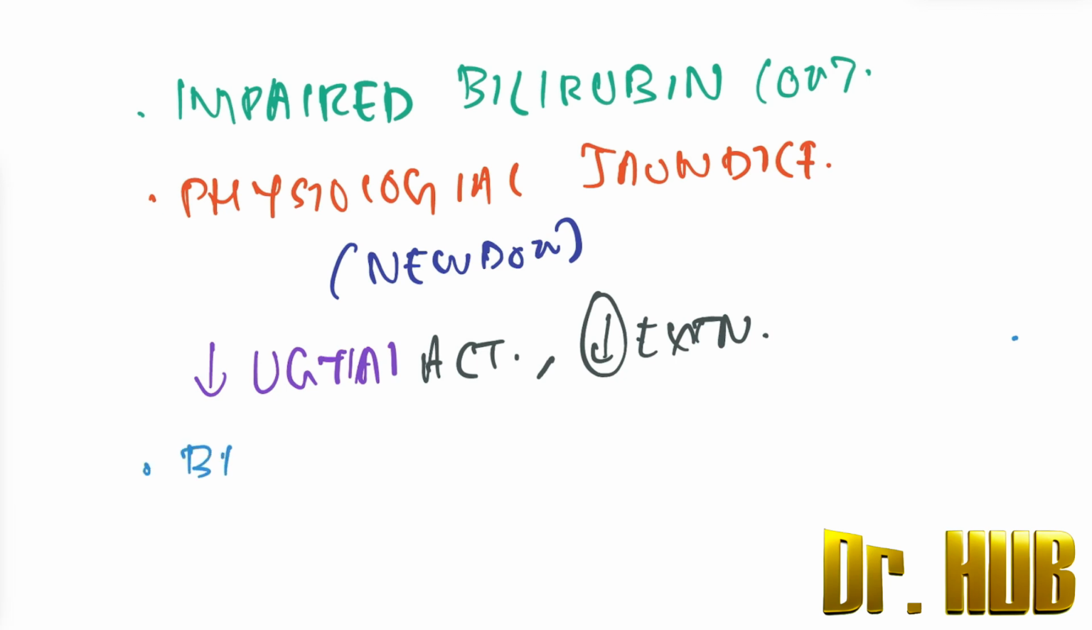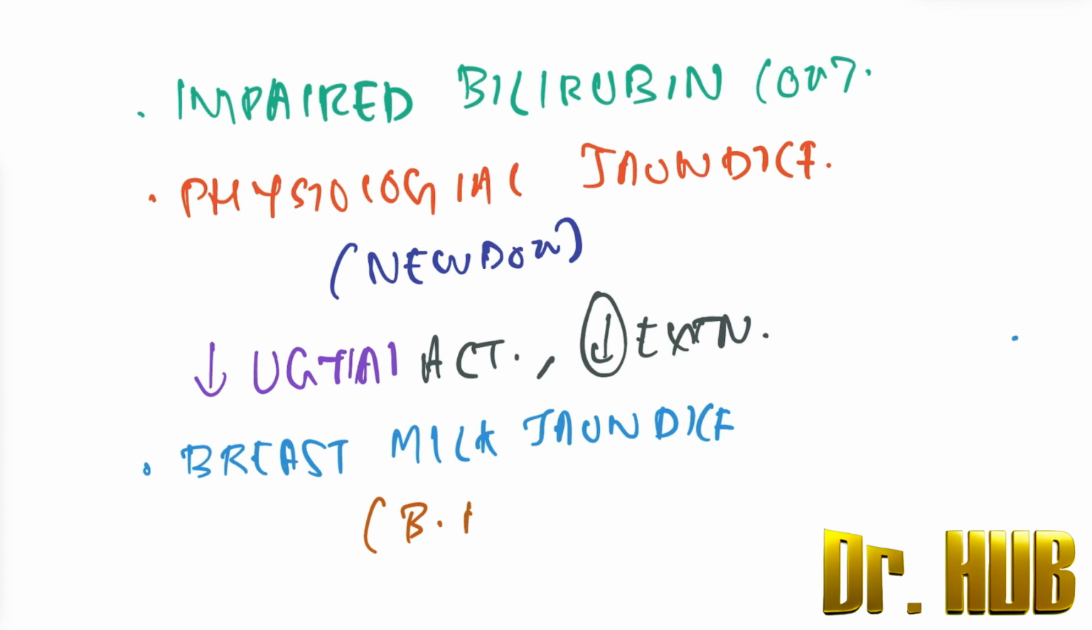Next is breast milk jaundice. In breast milk jaundice, there is beta glucuronidase present in the milk.